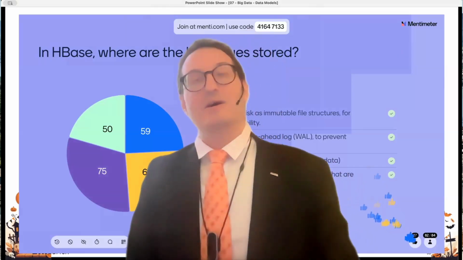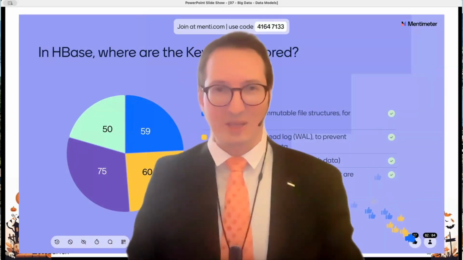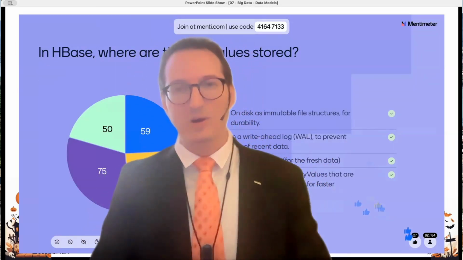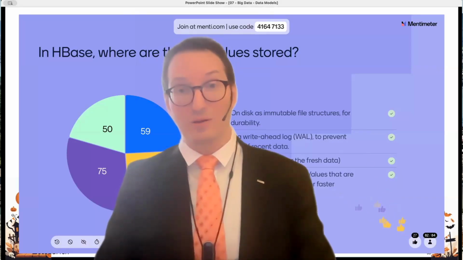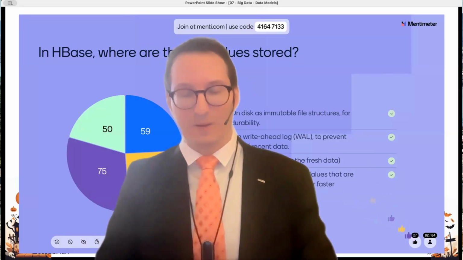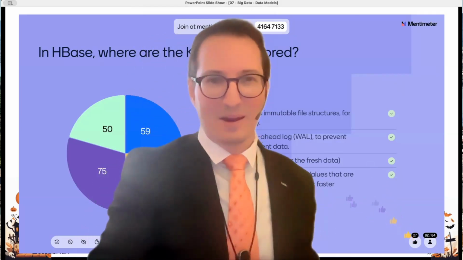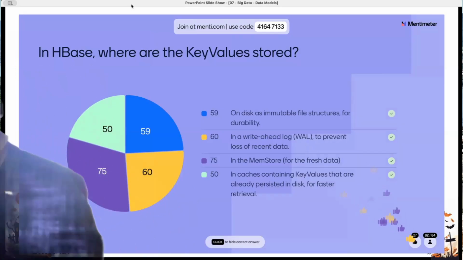So this is great. So yes, they are stored, of course, on the disk for the very long term in HFiles, and they are stored in a write-ahead log. That's for the recent data we're afraid to lose. Then it's in the mem store for fresh data, and in caches to ensure that we can make the retrievals faster if we frequently access them. Okay, so that was question number 1.